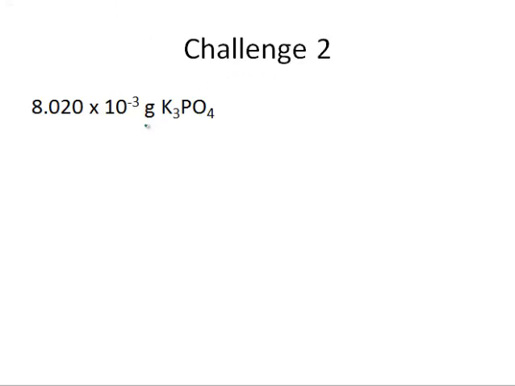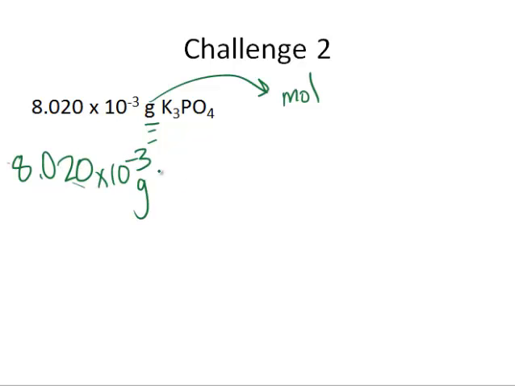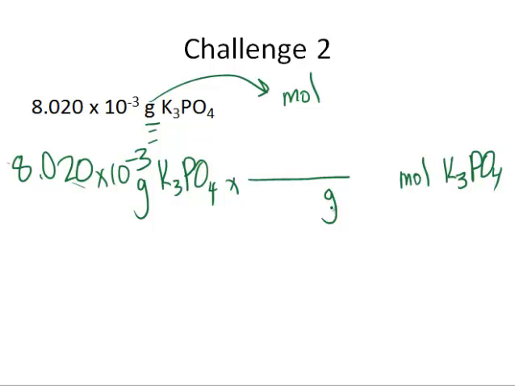Okay, because you're given grams, you know you have to convert to moles. So you put 8.020 times 10 to the negative 3 grams of potassium phosphate, and you're going to convert to moles of potassium phosphate. Because you start with grams, you're going to put grams on the bottom. And because you're solving for moles, you put moles on the top. Notice the grams in the molar mass is on the bottom, so you put the molar mass right there after you calculate it. Okay.